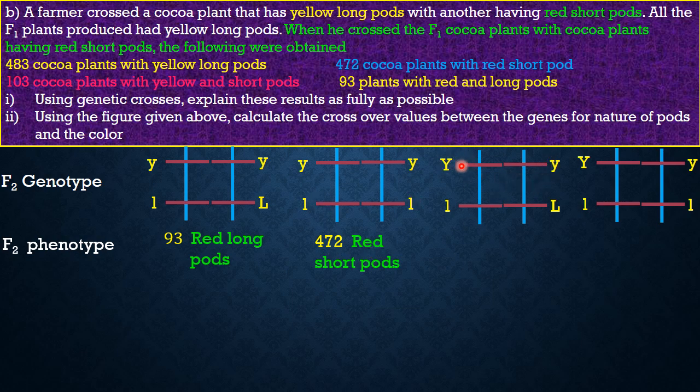In this way, guys, we have capital Y, right? So it's already yellow. Then we have capital L, so it's already yellow and long. So this has yellow and long. But how many of them are there, guys? We have 483. So we're going to have 483 yellow long pods.